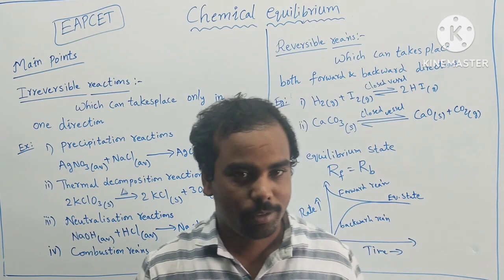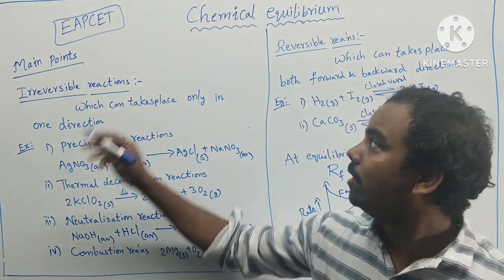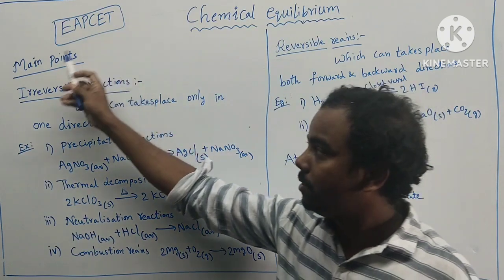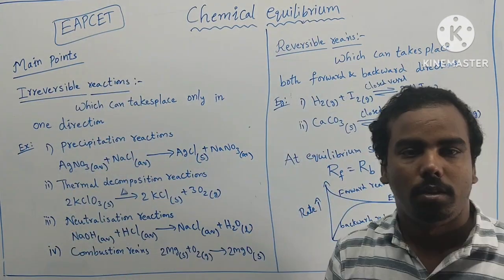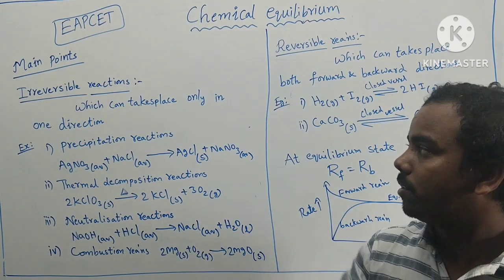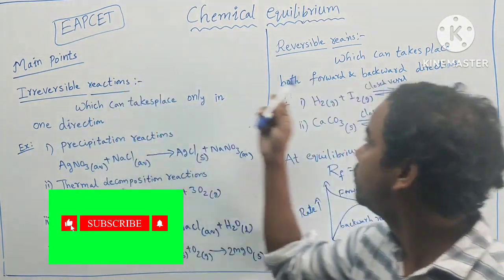Hi dear students, today we are going to discuss the chapter chemical equilibrium, very important for the exam. Main points first. Based on the direction, the reactions are classified into two types: irreversible reactions and reversible reactions.